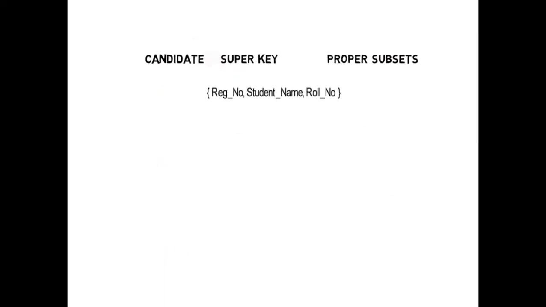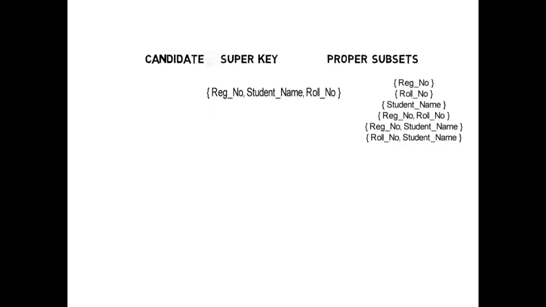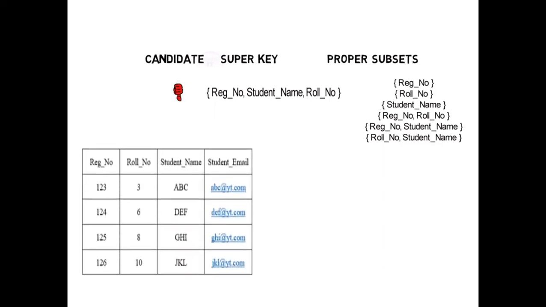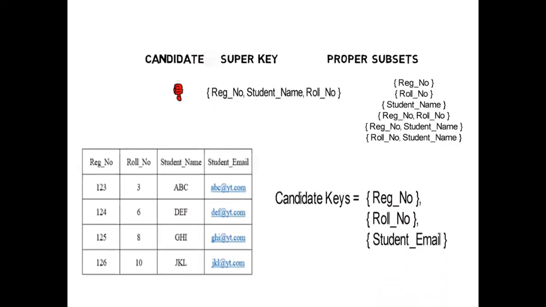And the last one we are going to consider is this combination: registration number, student name, and roll number. This one is the proper subset for this combination. Obviously, the registration number and roll number, these two proper subsets are already available in a super key combination, and that's why it is also not eligible to become a candidate key. So in this way, if there are so many attributes available for this relation, how many possible candidate keys? That is registration number, roll number, and the student email.